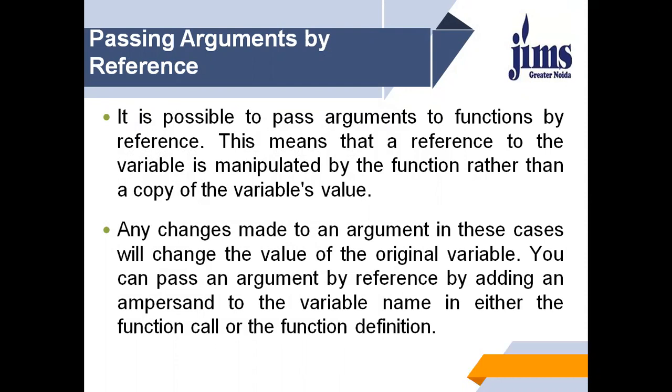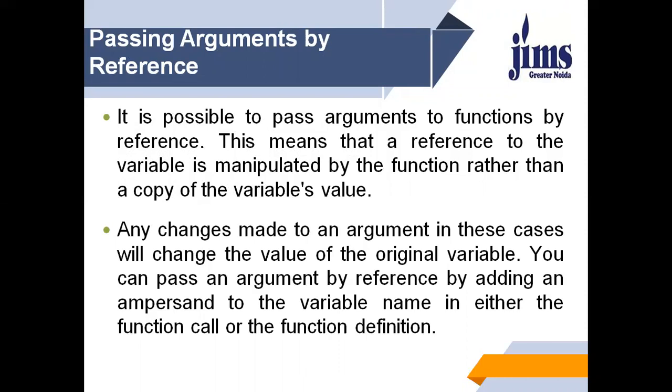While invoking the function, we pass the value and the value is assigned to the corresponding variable in the function. In call by reference, instead of the variable's value being passed, the corresponding variable in the function directly refers to the passed variable. So it is possible to pass arguments to a function by reference. This means a reference to a variable is manipulated by the function rather than a copy of the variable's value. Any changes made to an argument in these cases will change the value of the original variable.